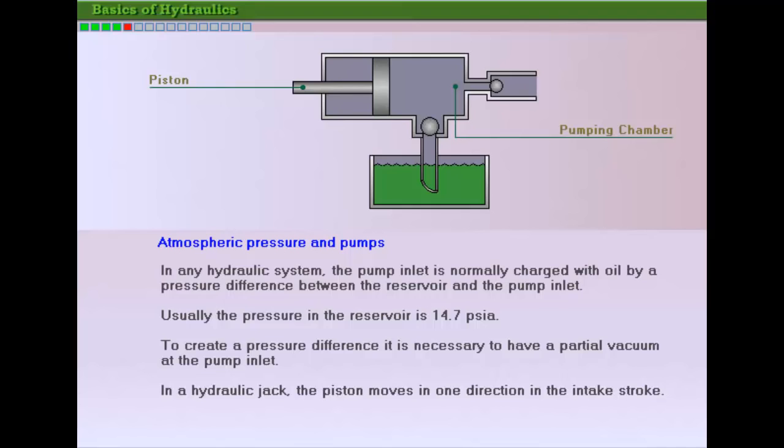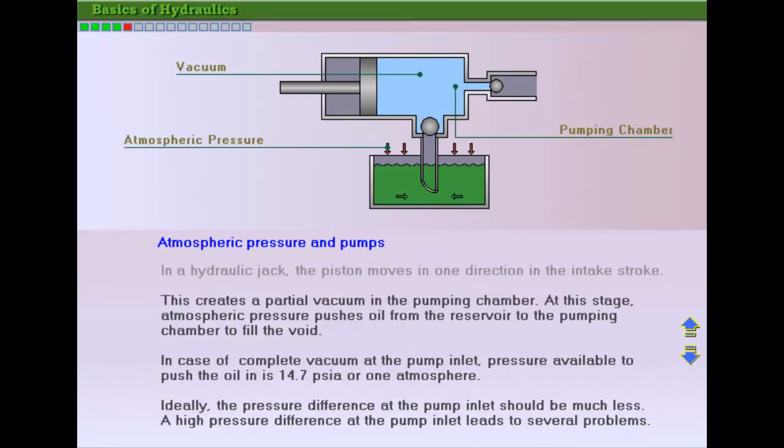This principle is easily shown by the working of a hydraulic jack. On the intake stroke, the piston moves toward the left. This increase in volume creates a partial vacuum in the pumping chamber and a difference in pressure between the reservoir and the pump inlet. Now, atmospheric pressure pushes the oil from the reservoir to the pumping chamber to fill the void.